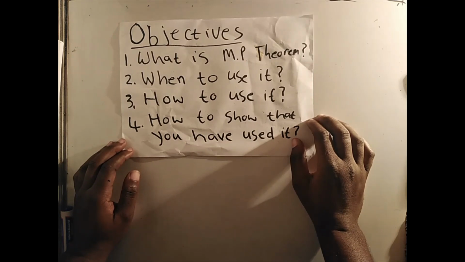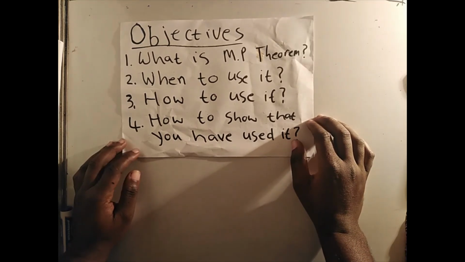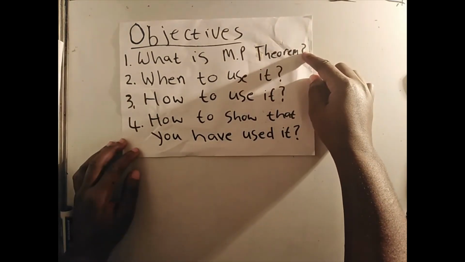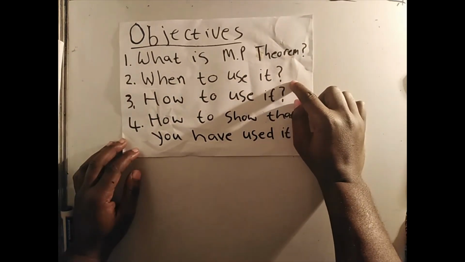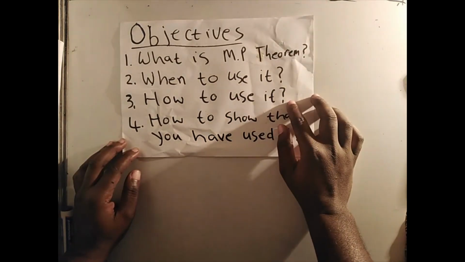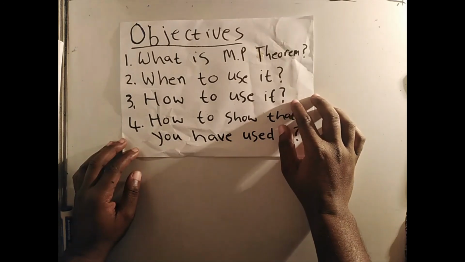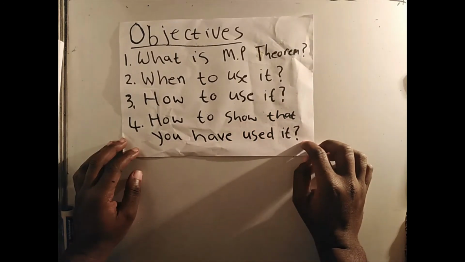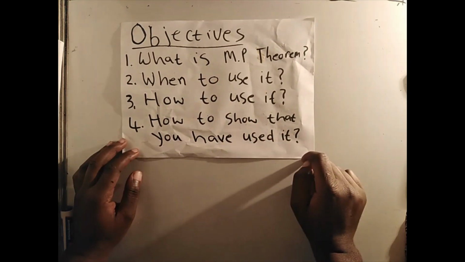And what does it say? It says a line joining the midpoints of two sides of a triangle is, number one, parallel to the third side of the triangle, and number two, equal to half of the third side. So now we know what the midpoint theorem is. When to use it, we've answered while explaining. How to use it, we showed you in the examples. And lastly, how to show that you've used it: you just open brackets and write midpoint theorem, and that is how we close everything.